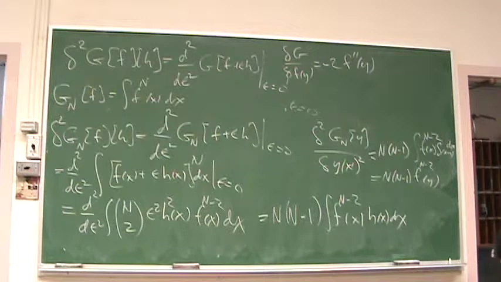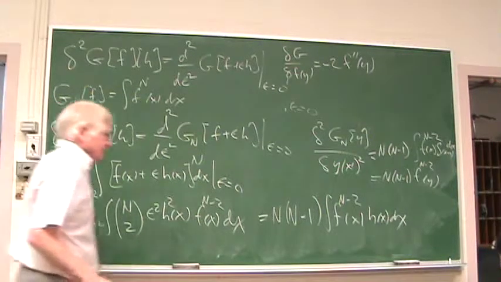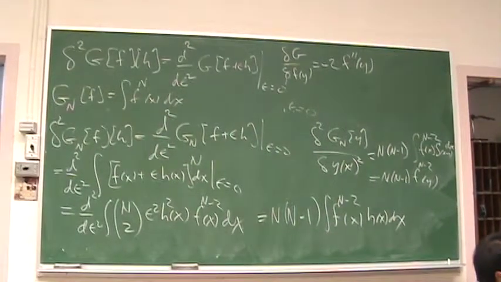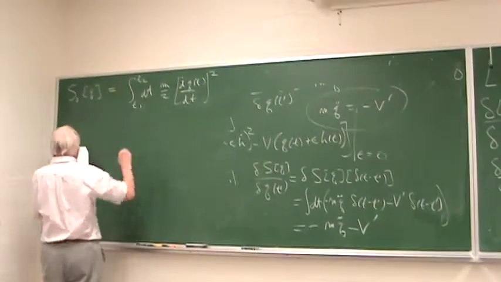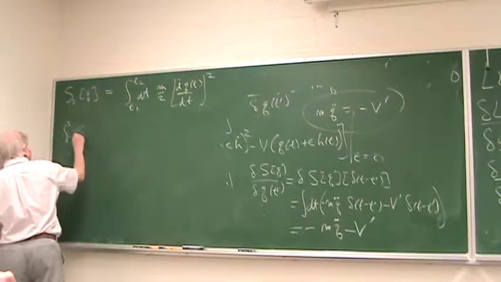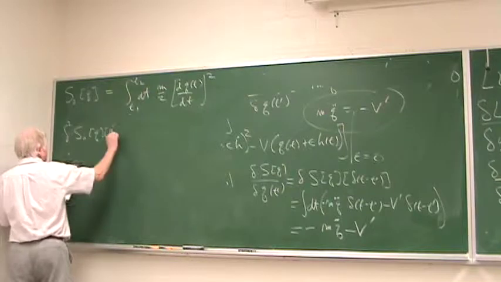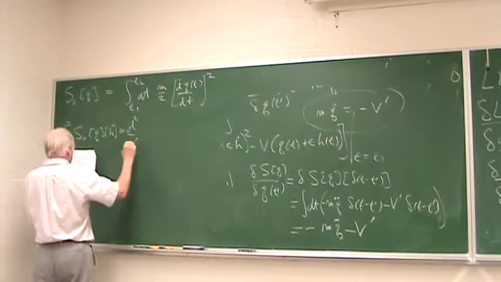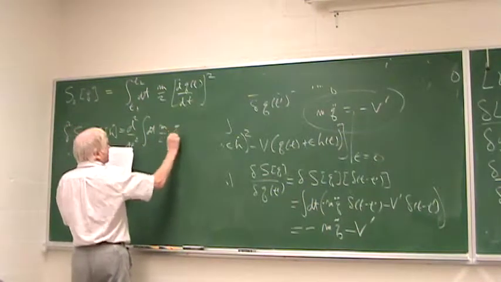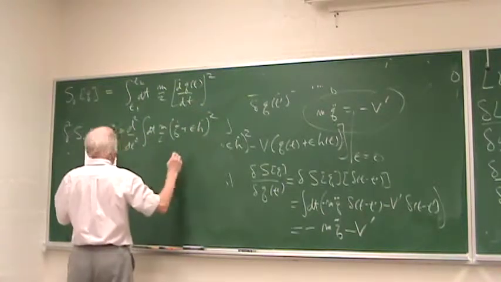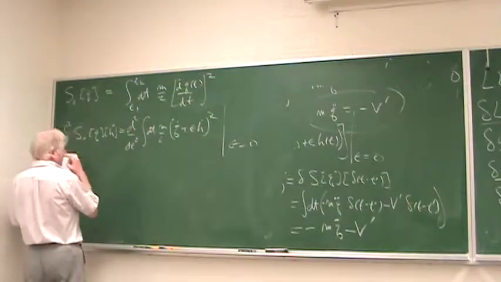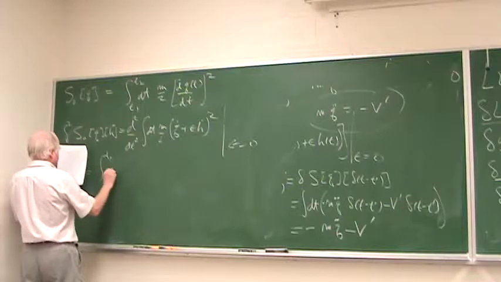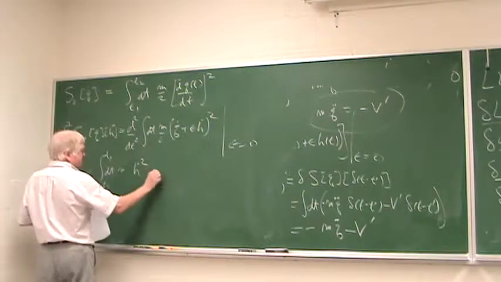Let's maybe do one more. We can fit maybe one more example in. It's in fact this S0 case. So let's consider this particular case, and let's do the second order derivative of S0 of q and h: d2 d epsilon squared of the integral dt of m over 2 times (q dot plus epsilon h dot) squared. Again, of course, epsilon equals 0. And what do we get? What we get is the integral from t1 to t2 of dt m h dot squared. And this is greater than or equal to 0.